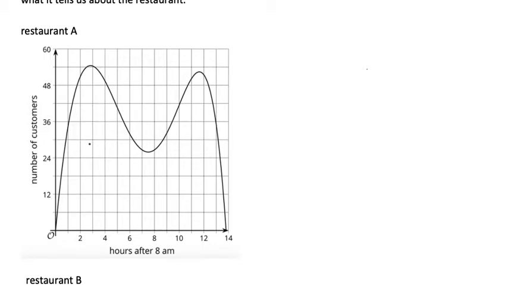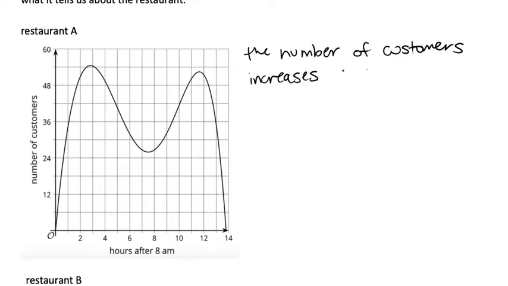So looking at this graph, I see that the number of customers is increasing pretty rapidly up until this point, which is at about 3, or 3 hours after 8 a.m., would be 11 a.m. So the number of customers increases rapidly until 11 a.m. Then the graph starts going downward, and so that means that the number of customers is decreasing.